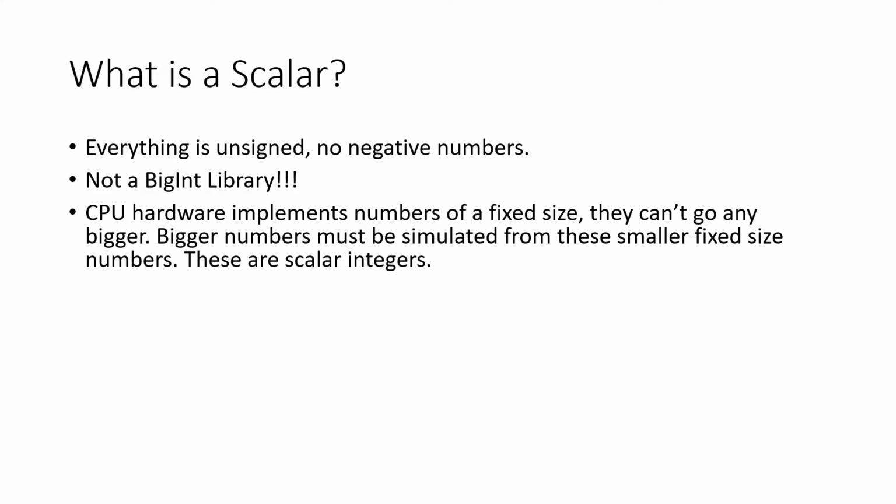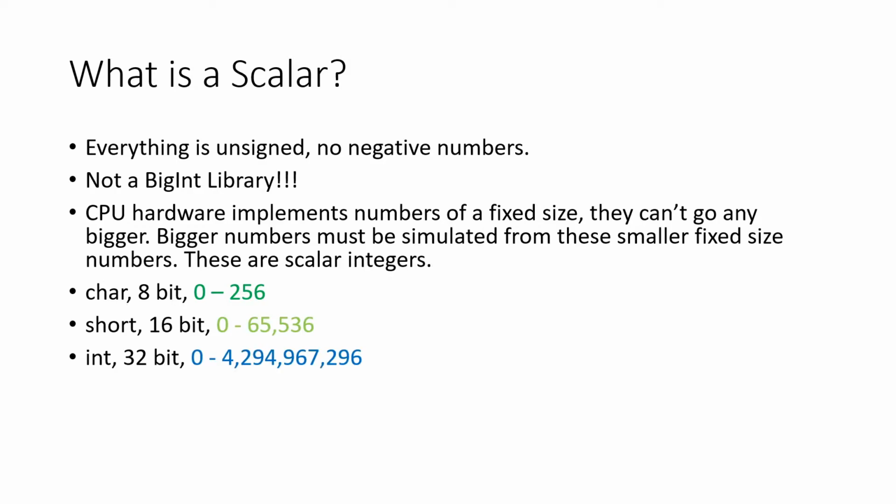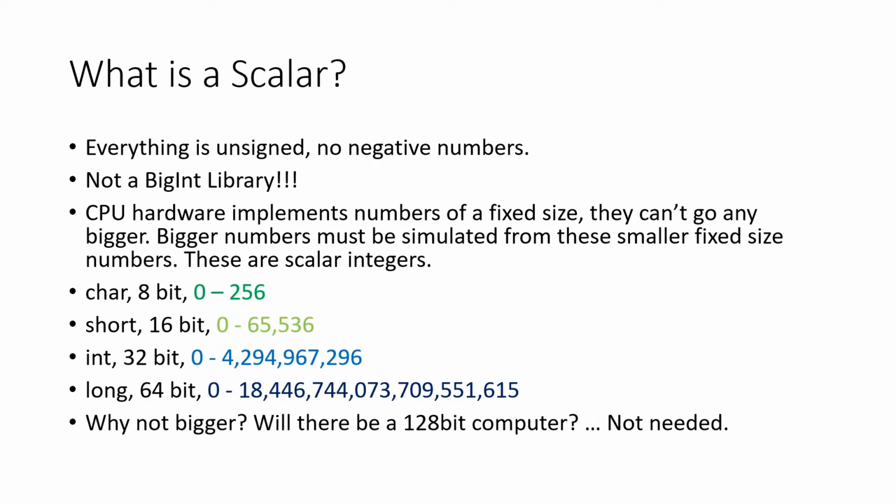CPU hardware implements numbers of a fixed size. They can't go any bigger. Bigger numbers must be simulated from these smaller fixed size numbers. These are scalar integers. For example, we have a char which is 8 bits, a short is 16, an int is 32, and a long is 64. Why not bigger? Will there ever be a 128-bit computer? I don't think so. It's really not needed.